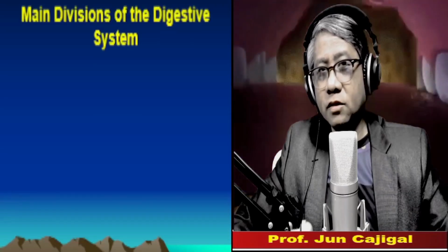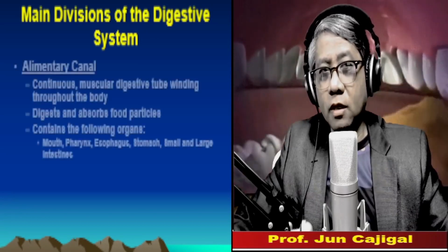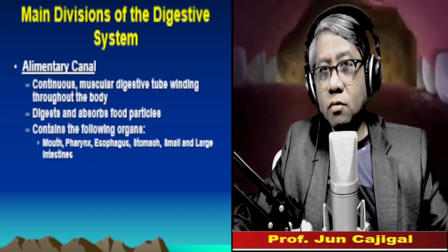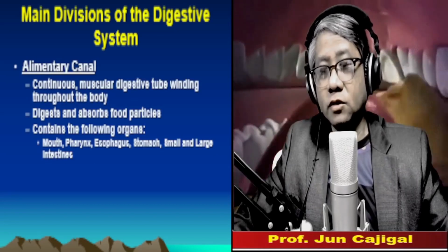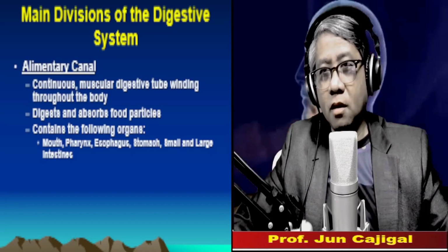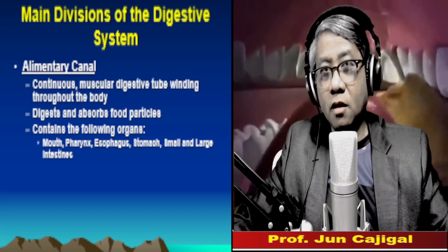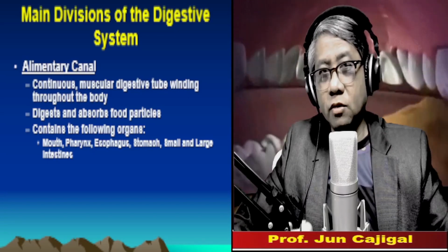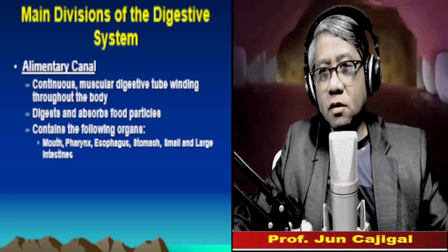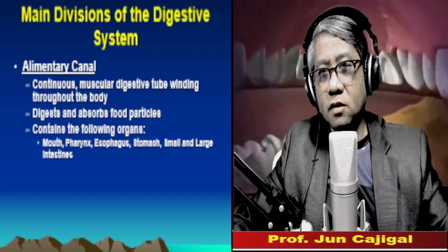Our digestive system is composed of two main divisions. First, we have what we call the alimentary canal. The alimentary canal is continuous and it is a muscular digestive tube winding throughout the body. The alimentary canal digests and absorbs food particles, and it contains the following organs. It begins at the mouth. Then we have the pharynx, the esophagus, stomach, then the small and large intestines.